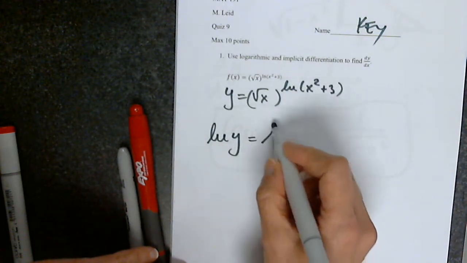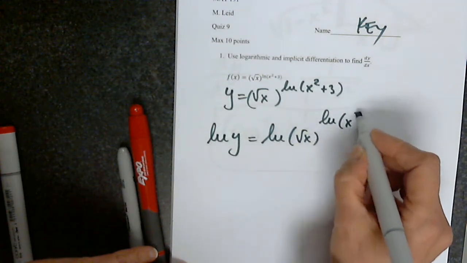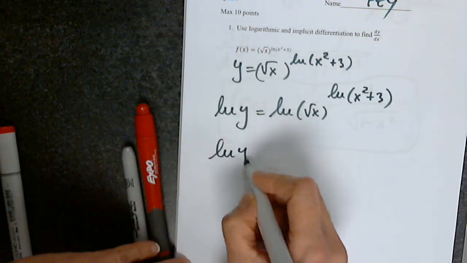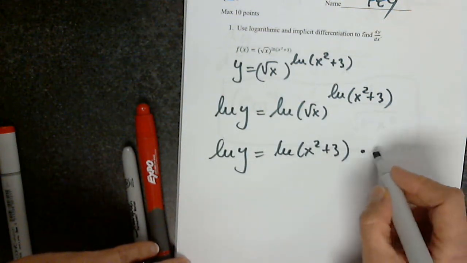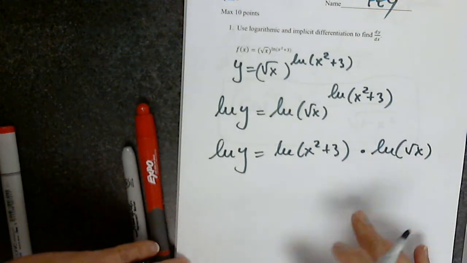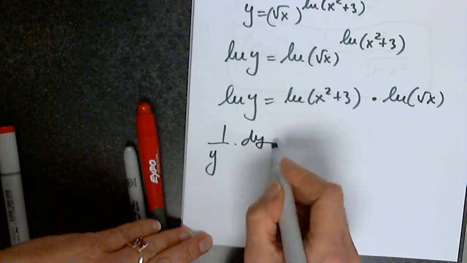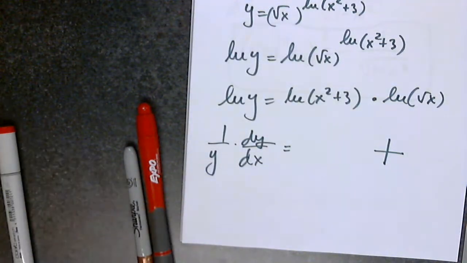Natural log y will be natural log of the square root of x raised to this power. Yes, I have to bring it down. So it's natural log y equals natural log of x squared plus 3 multiplied by natural log of the square root of x. And now when you differentiate 1 over y times dy over dx, if you do not write a sum, I can't give any credit.